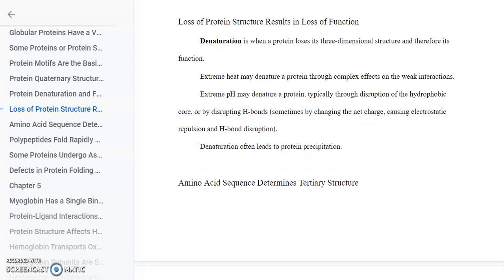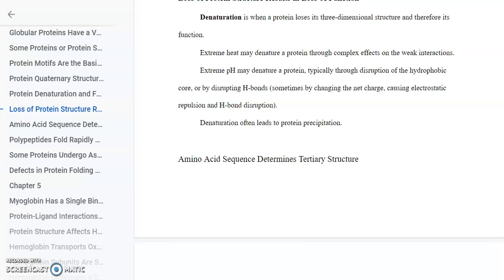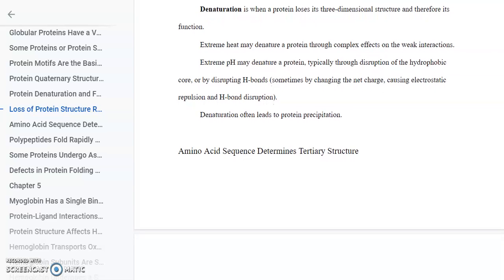Loss of protein structure results in loss of function. Denaturation is when a protein loses its three-dimensional structure, and therefore its function. Extreme heat may denature a protein through complex effects on the weak interactions.